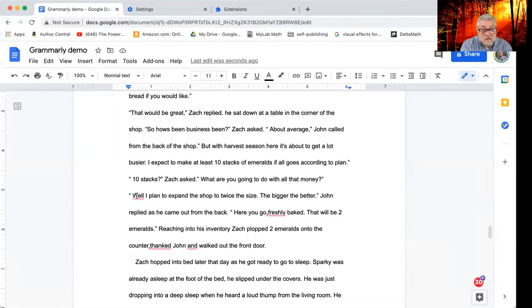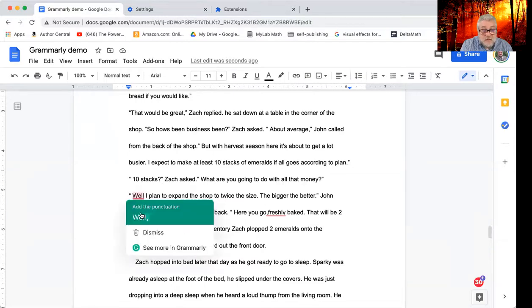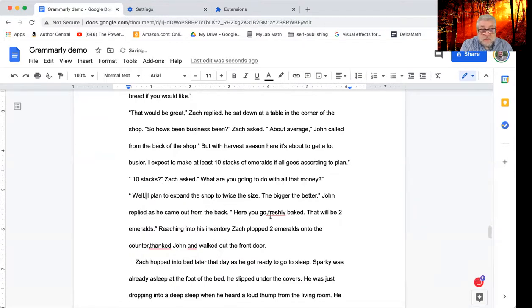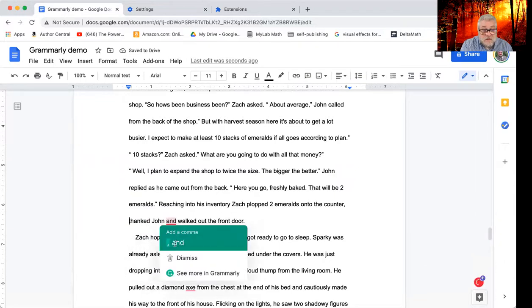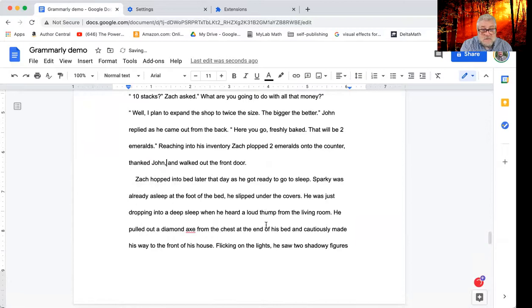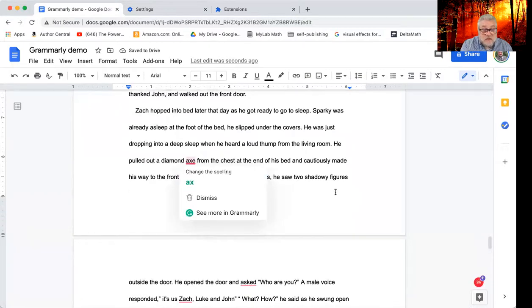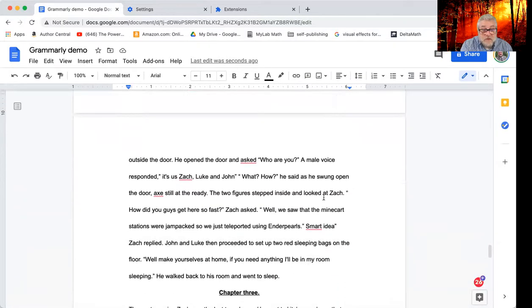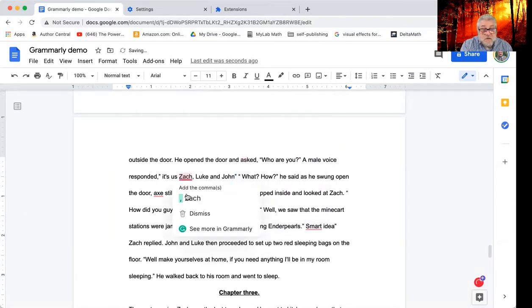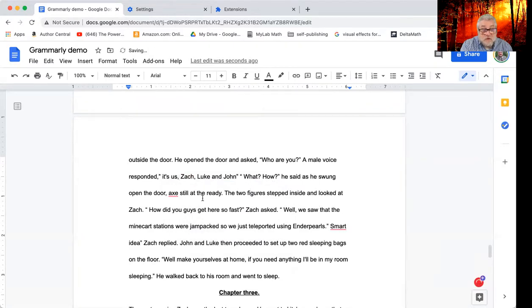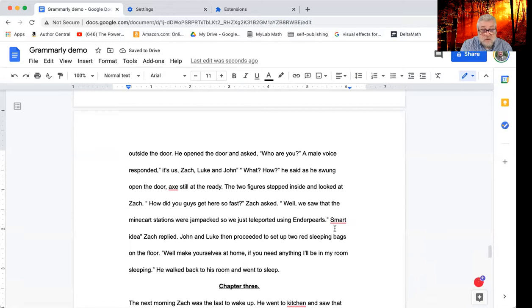Okay. Here's, well, I bet it needs a comma. Yep. Here you go, space, freshly baked. And here's another space. And another comma. Look at this, we're almost done. Axe, we're going to leave that alone. However you spelled it up at top, you ought to keep it that way. Here's a comma. It's us, Zach, so we need a comma before. Axe we'll leave alone.